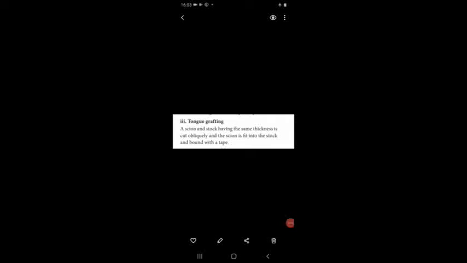Next one, tongue grafting. In this method, both scion and stalk have the same thickness of plant body. A cut is made in an oblique position, obliquely, and the scion is fit into the stalk and bound with a tape. So both the plants have the oblique shaped cut, but which one is fit? The scion is fit into the stalk and bound with a tape. That grafting is called tongue grafting.